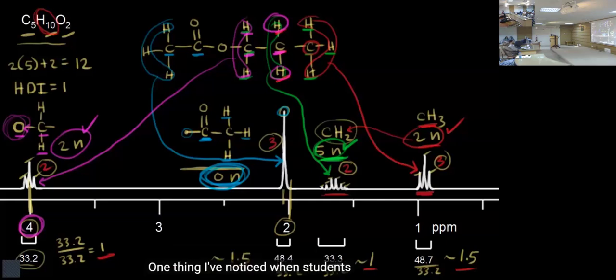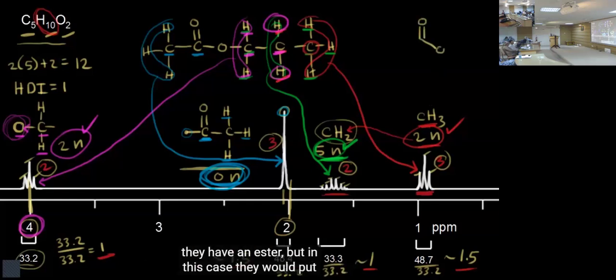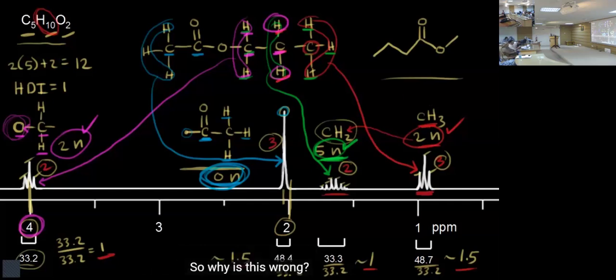One thing I've noticed when students get a problem with an ester, sometimes they reverse the ester. Let me show you what I mean. I've seen a lot of students do this on exams. What they'll do is they identify the fact they have an ester, but in this case they would put the methyl group on the oxygen and then draw in the rest of the molecule over here. So we had 3 carbons, so 1, 2, 3. And they'll put this down for their answer on the test. So why is this wrong?